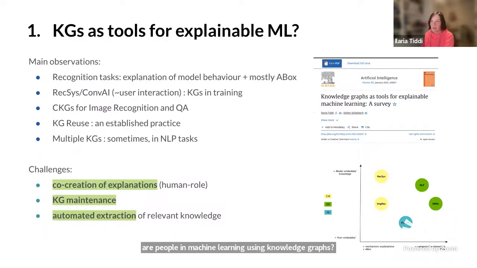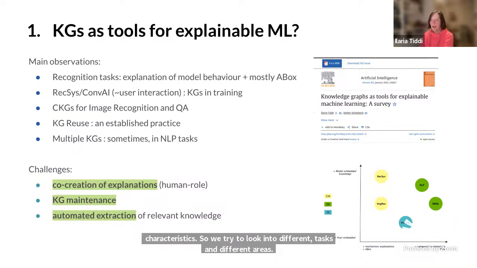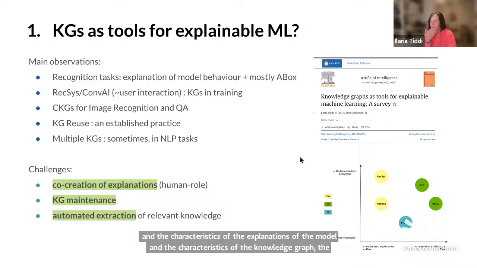What are the most important characteristics? So we looked into different tasks and different areas, and we looked into the characteristics of the knowledge graphs, the characteristics of the model, and the characteristics of the explanations that we were generating in order to come up with a picture of the field. And this is more or less what we came up with.